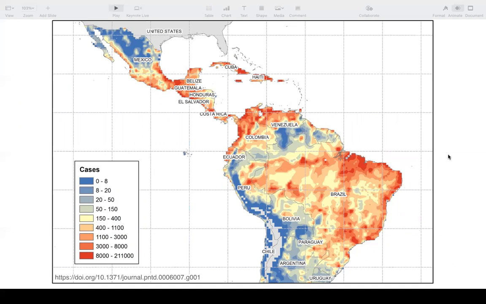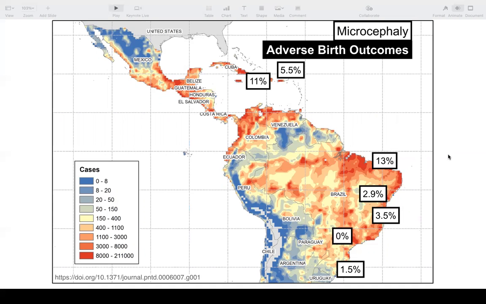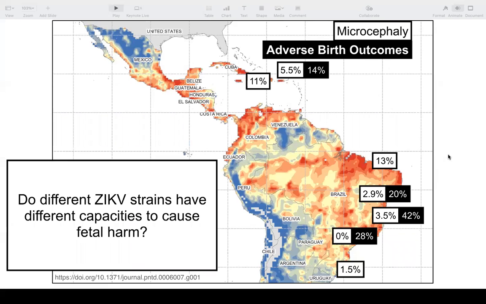After the outbreak, it became clear that the rate of birth defects varied greatly. Microcephaly, for instance, varied between Puerto Rico, the Dominican Republic, and throughout regions in Brazil. The overall rate of adverse birth outcomes also varied between these regions. Therefore, we asked, do different Zika strains have different capacities to cause fetal harm?